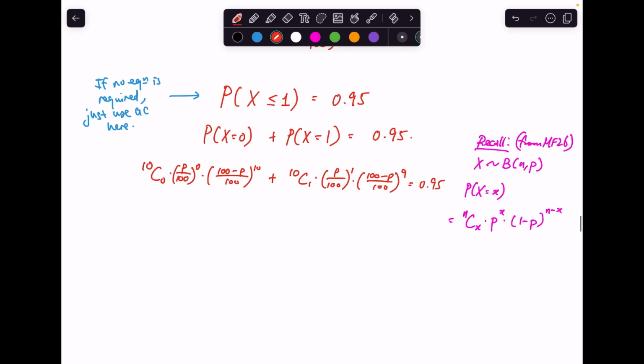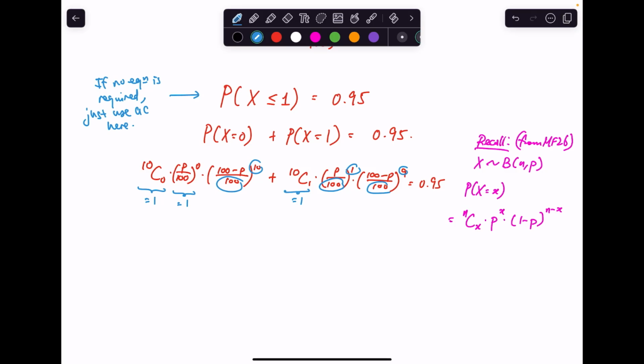Okay, from here, if you want to, you can simplify a little bit. First of all, 10 choose 0 is 1, 10 choose 1 is 1. Next thing is, this whole thing is equal to 1. Next thing is, there are 10 hundreds in the denominator here, 1 plus 9 hundreds in the denominator here. I will cancel all of them by multiplying both sides by 100 to the power of 10.